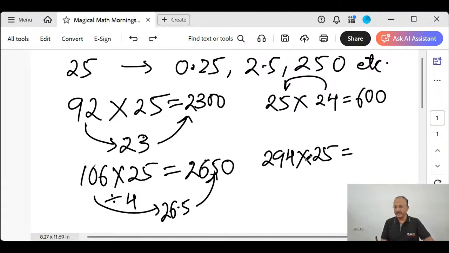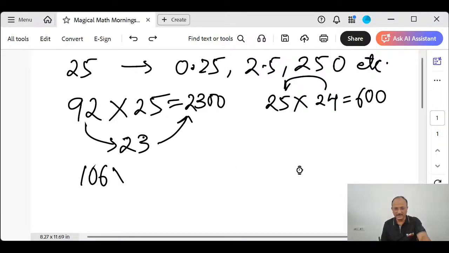Correct? It is 7350. Just half of this we'll take and half of this. This 294 divided by 4 means we are going to do half and then half. Correct? Half of this is 147 and then half of that is 73.5. Then we'll do the next step. Two zeros, but because already one decimal point is there, we'll add 7350. Perfect.